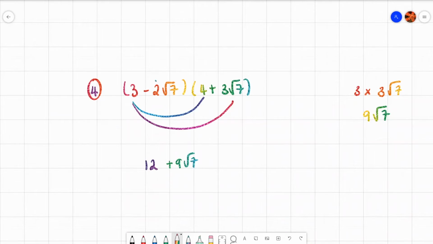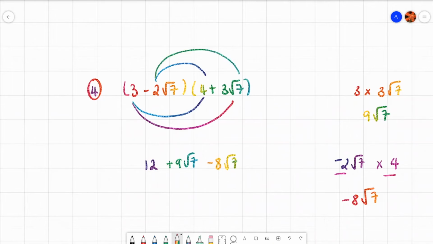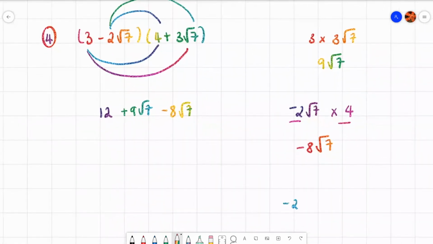And then we've got minus 2 root 7 times 4. So again, just times the whole numbers together. It's minus 8 root 7, because the 4 doesn't have a root 7 with it, so you can't really times it by anything. Then we've got minus 2 root 7 times by 3 root 7. So again, times the whole numbers together. Minus 2 times 3 is minus 6. Well, root 7 times root 7 we know is root 49, which is just 7. So minus 6 times 7 becomes minus 42.